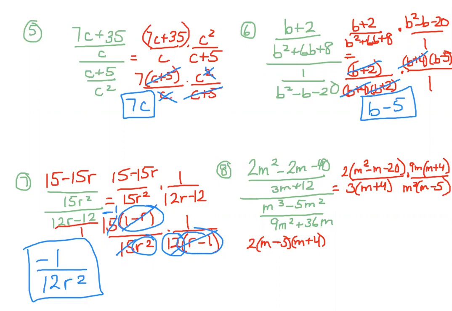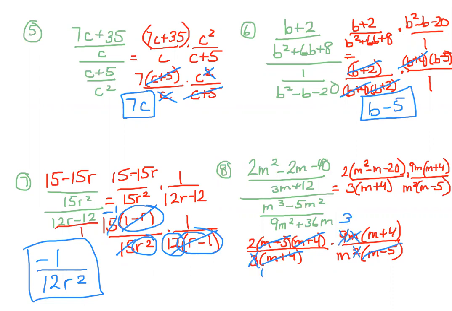And then I have a 3m plus 4, and I have a 9m, m plus 4, and I have an m squared, m minus 5. So let's see what we can cancel. We got an m plus 4 and an m plus 4, m minus 5, m minus 5. We got this m with that m. 3 goes into there 1, 3 goes into there 3. So in the numerator, we end up with 2 times 3, which is 6, m plus 4, right here. And in the denominator, we're just left with this 1m. And that's our answer.